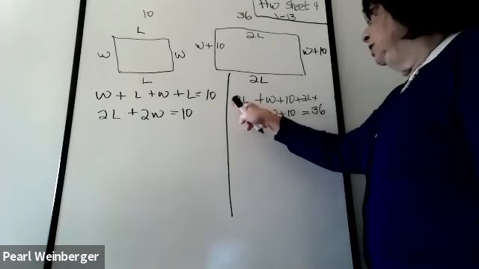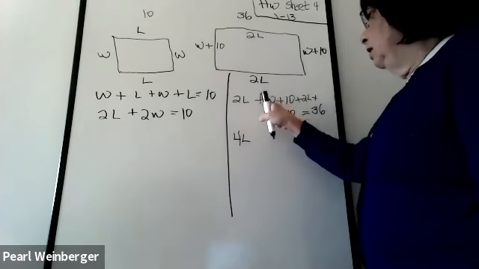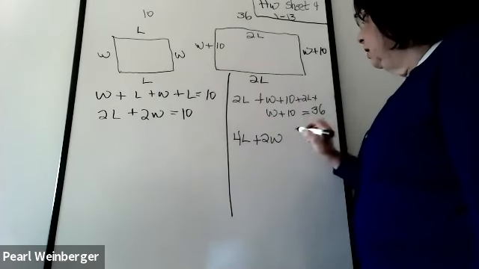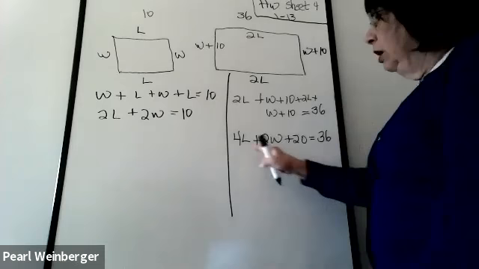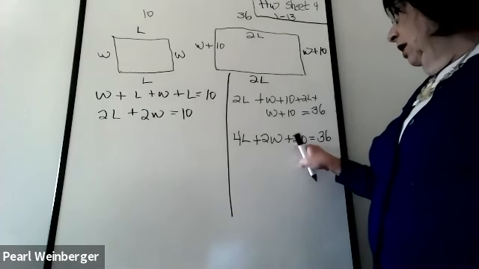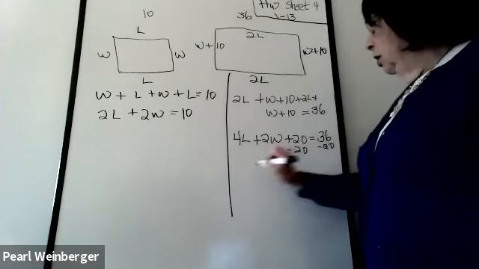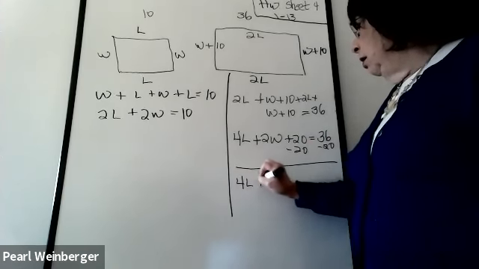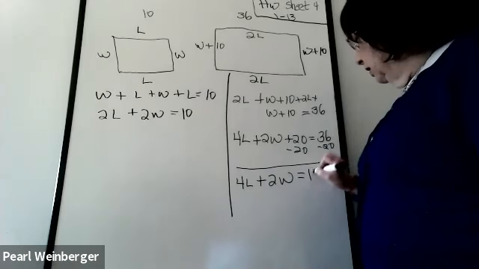Now, combining the like terms, there's a 2L here and a 2L here, so that gives me 4L. A W plus a W, that's a 2W. And a 10 and a 10, which gives me 20. I've added up all the like terms, and that adds up to 36, because we know the perimeter is 36. Now, I'm going to subtract 20 from both sides to get all the numbers together. So my second equation comes out to be 4L plus 2W equals, well, 36 minus 20 is 16.